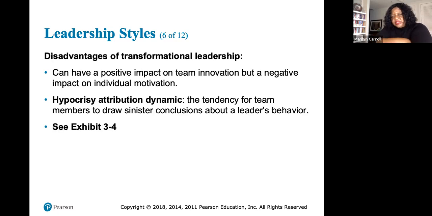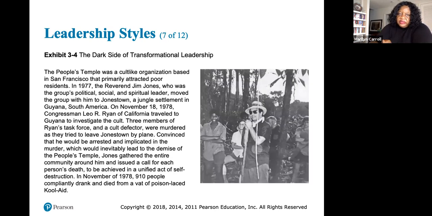The disadvantages of transformational leadership include they can have a positive impact on team innovation, but a negative impact on individual motivation. Hypocrisy attribution dynamics, the tendency for the team members to draw sinister conclusions about a leader's behavior. So those are some negatives. So the dark side of transformational leadership. I love this in studying for my dissertation, my PhD. I studied the dark side of leadership, period.